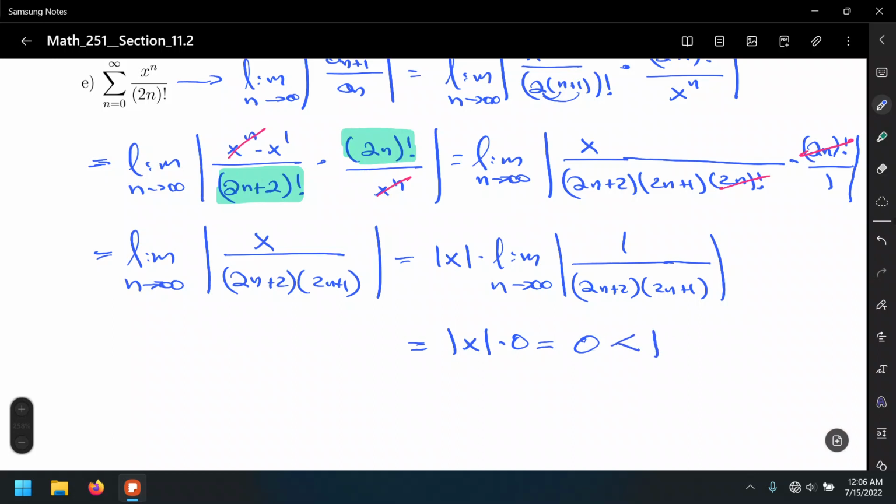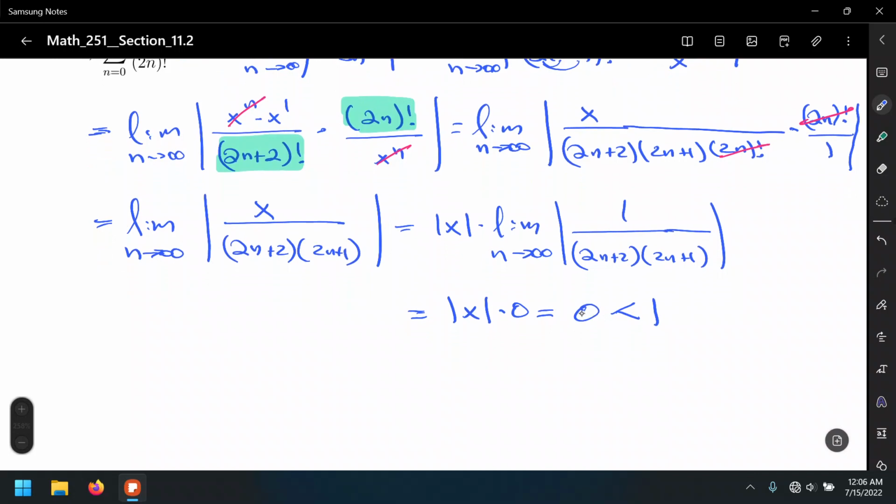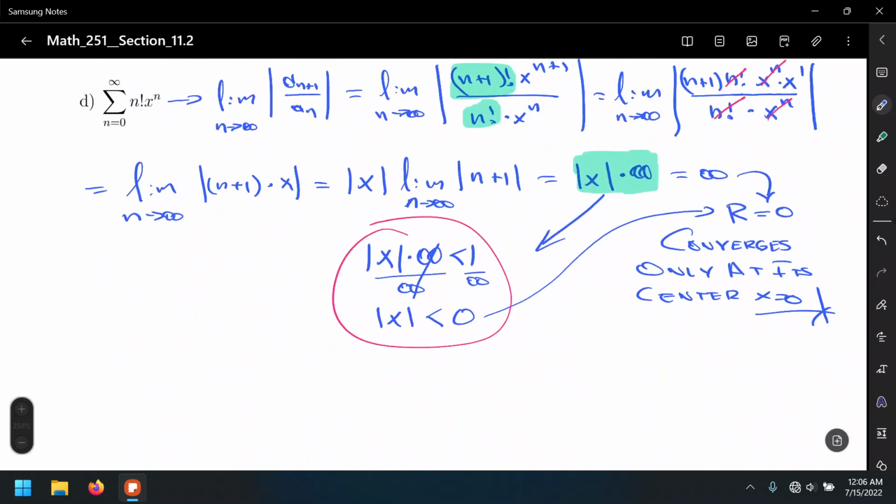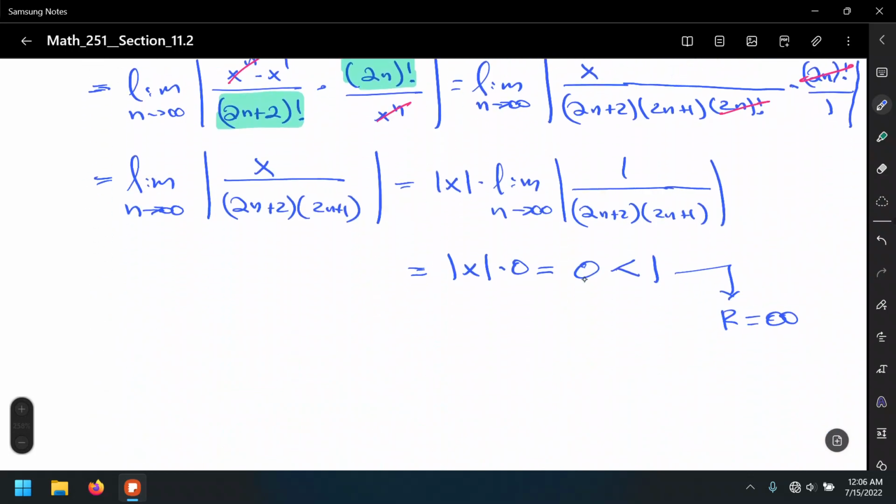This is true all the time, and this is what every single book explains. What the book tells you is that if you get 0, that's always less than 1, which means the radius is r equals infinity. Comparing with the previous example: limit is infinity, radius equals 0; limit equals 0, radius is infinity.